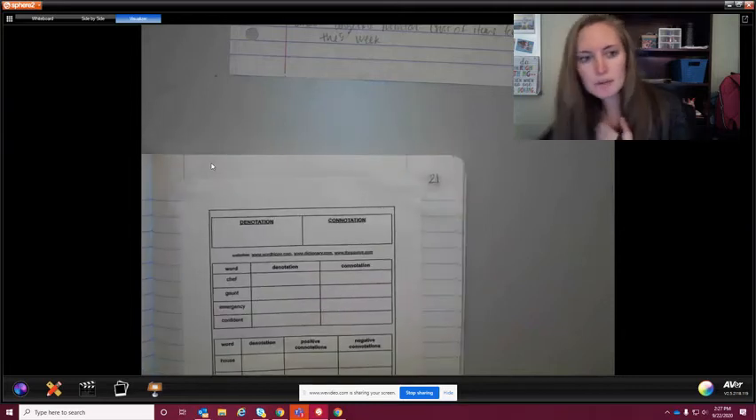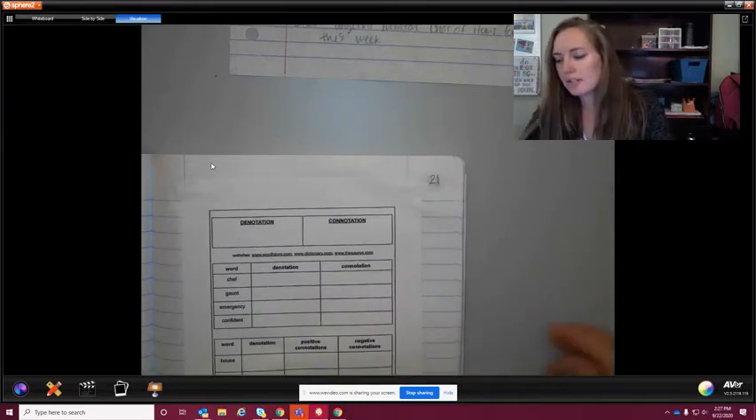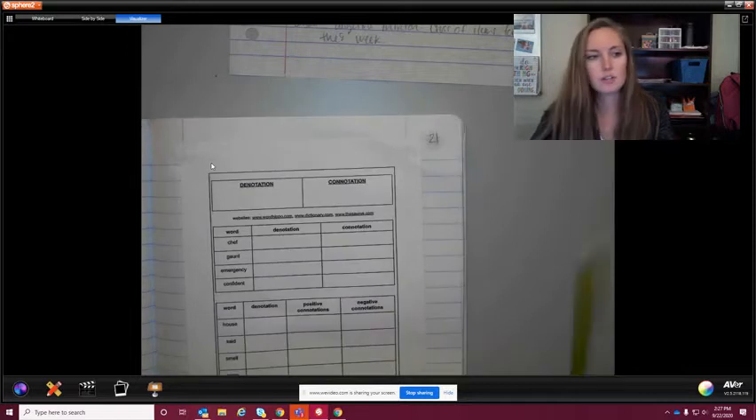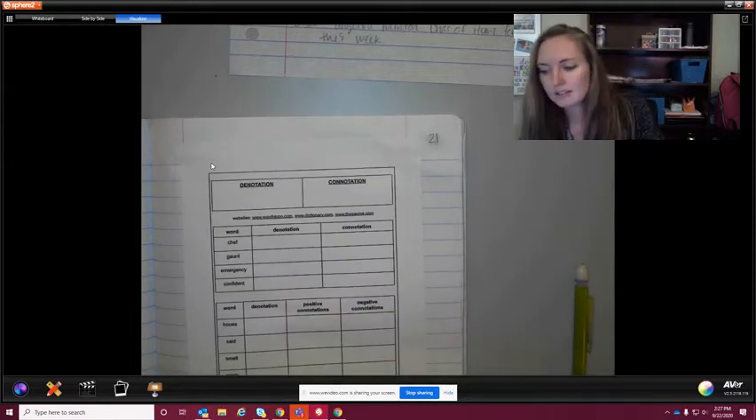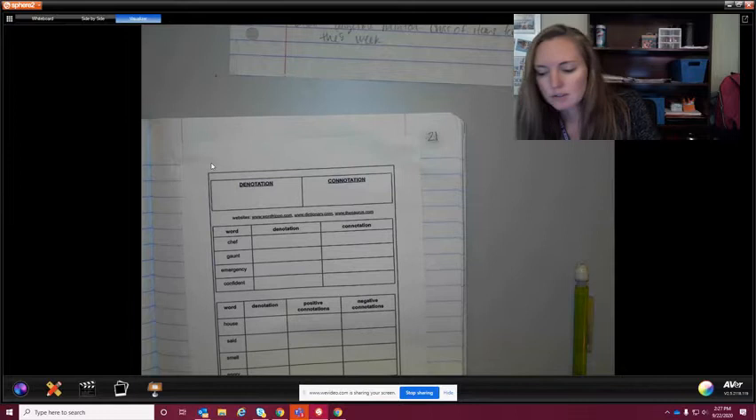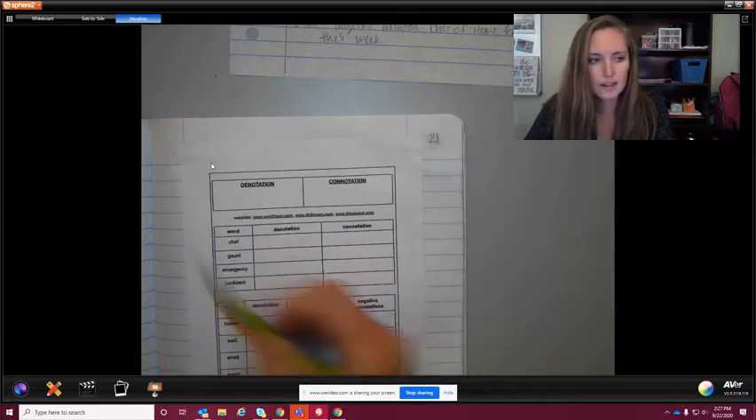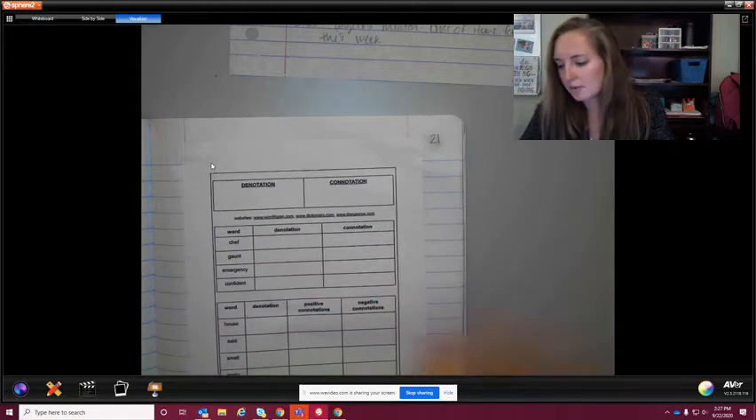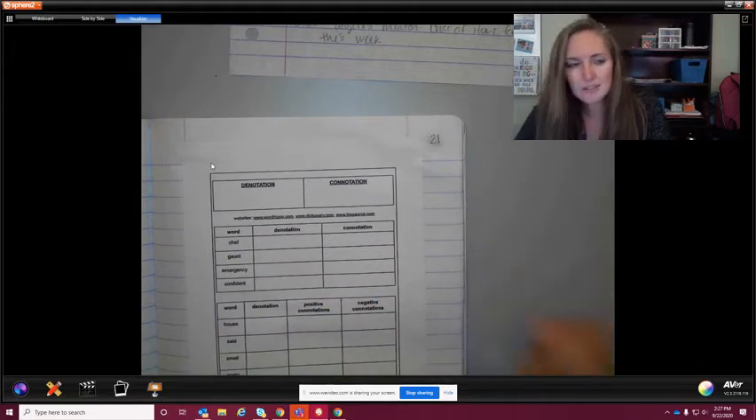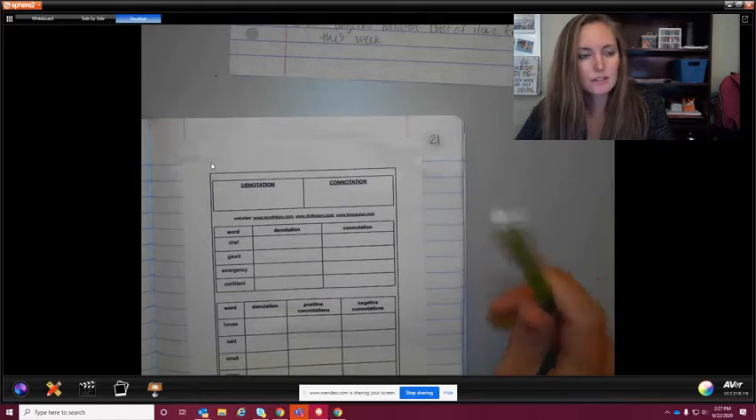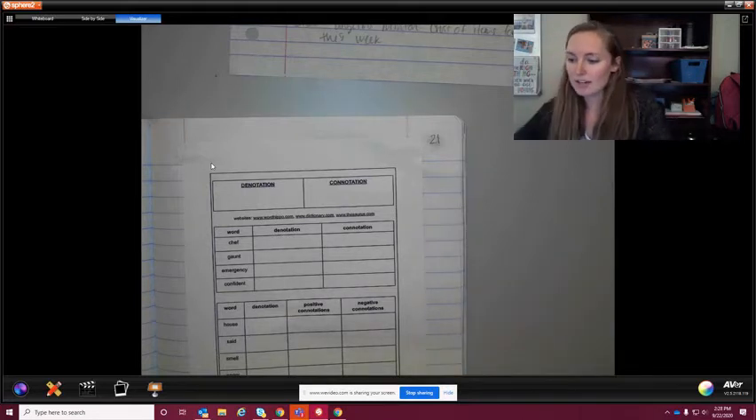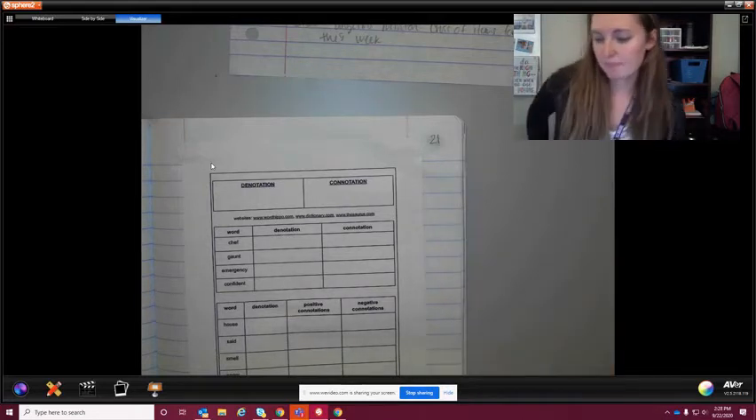All right, so you should be opened up to page 21 in your notebook. We're going to take some connotation and denotation notes. I know that this is kind of small, so I apologize. If you need to, feel free to go off to the side, that's fine. It's not going to be a ton of writing in here anyways.